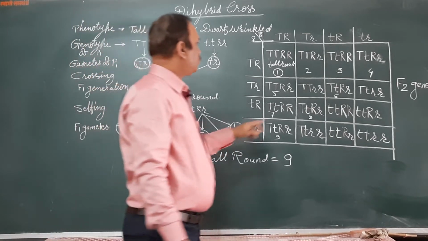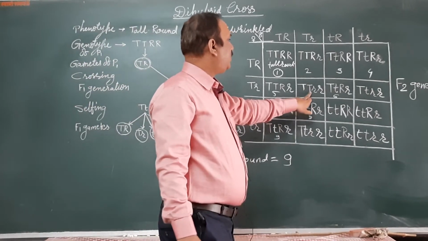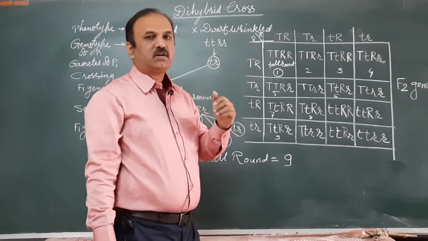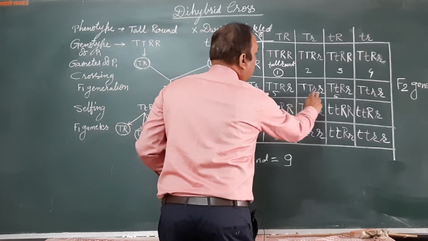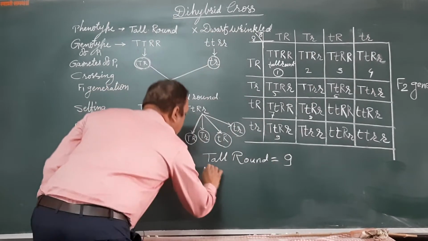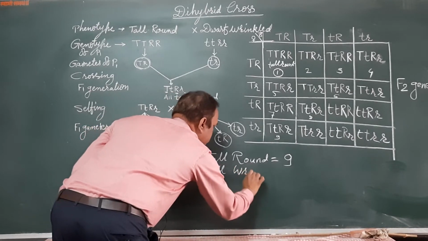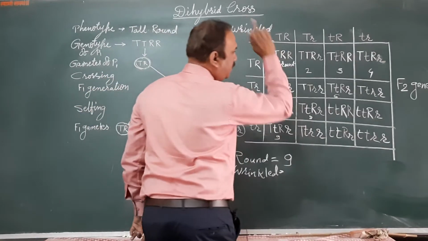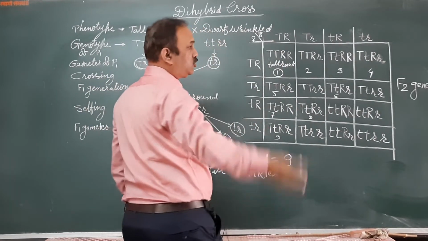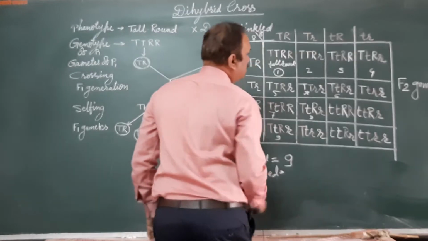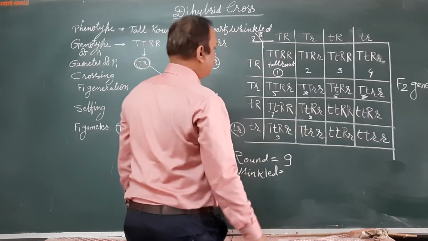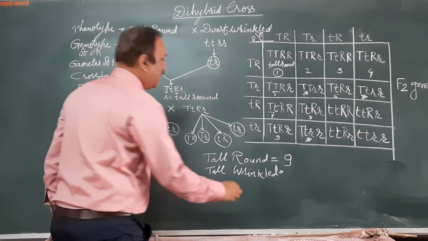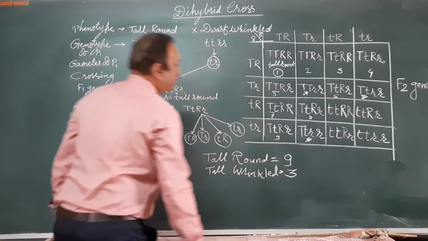Now see this one. This is capital T, small r, meaning capital R is missing, so it is not a round plant. It is tall but wrinkled. Count the numbers: one single capital T, but both R should be small. So number 1, this is 2, and one more is there, this one. So you are getting a total of 3 plants which are tall and wrinkled.